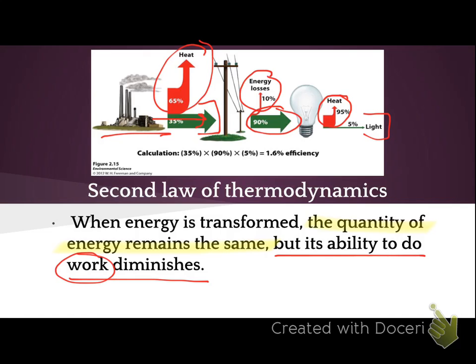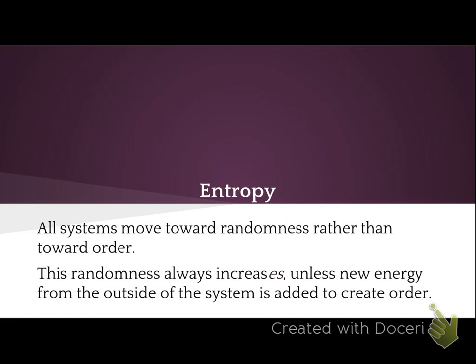So as we move down our chain, or down the hierarchy of energy, the amount stays the same. We always started with this total amount of energy, but its ability to do work diminishes because we lose energy to the environment, which brings us to, of course, the idea of entropy. Entropy tells us that all systems move towards randomness rather than towards order. That this randomness always increases unless new energy from outside of the system is added to create order.